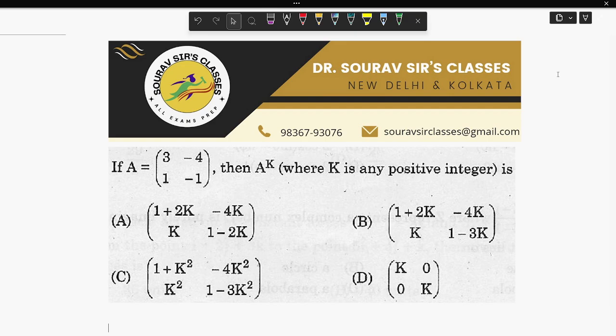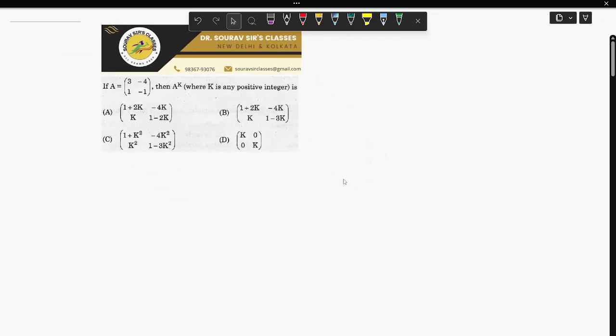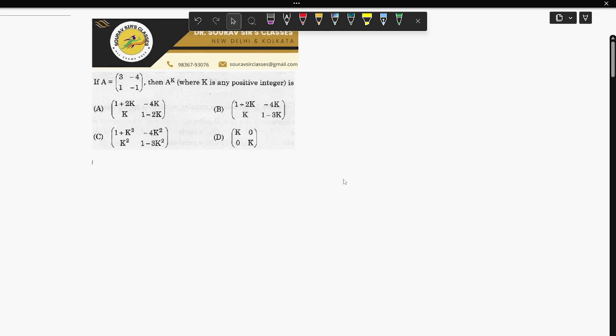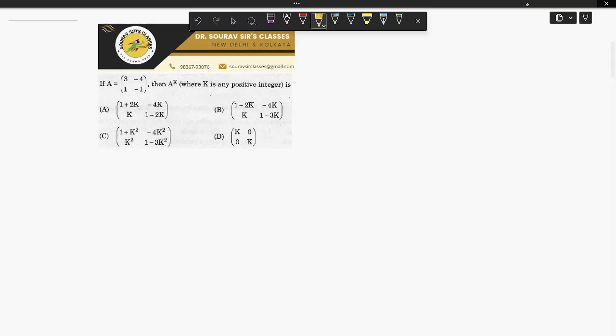Okay, so firstly, the given matrix is A. Let me write the matrix again: 3, -4, 1, -1. They asked us to find A to the power k. Now to compute A to the power k, we can use diagonalization if our A is diagonalizable. Okay, so let's proceed step by step.